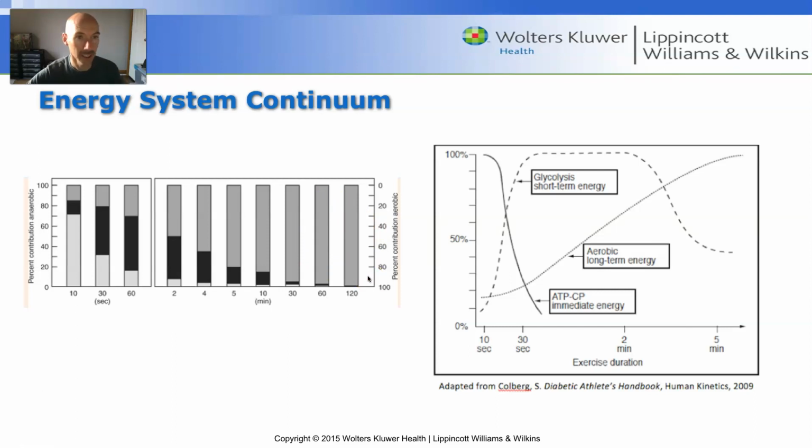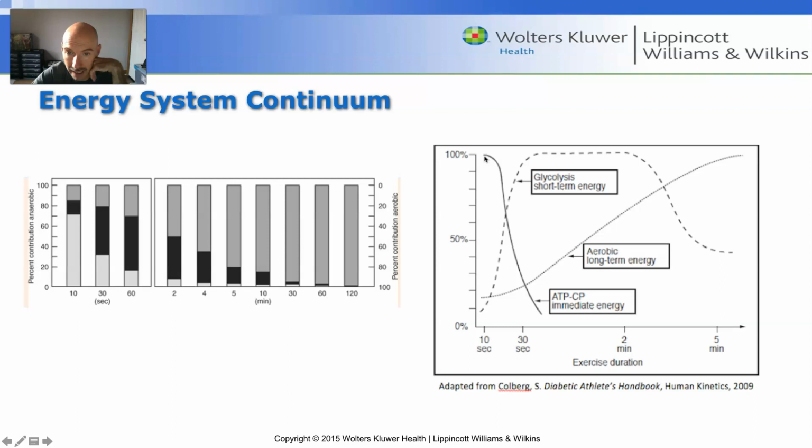aerobic energy production, right? Again, I've said this before, it's not an on or off switch. It's more like a dimmer switch: as exercise duration moves on, you're dimming the anaerobic contribution and you're increasing the brightness on the aerobic contribution, okay? This graph here shows the exact same thing. It's just another way to look at it.